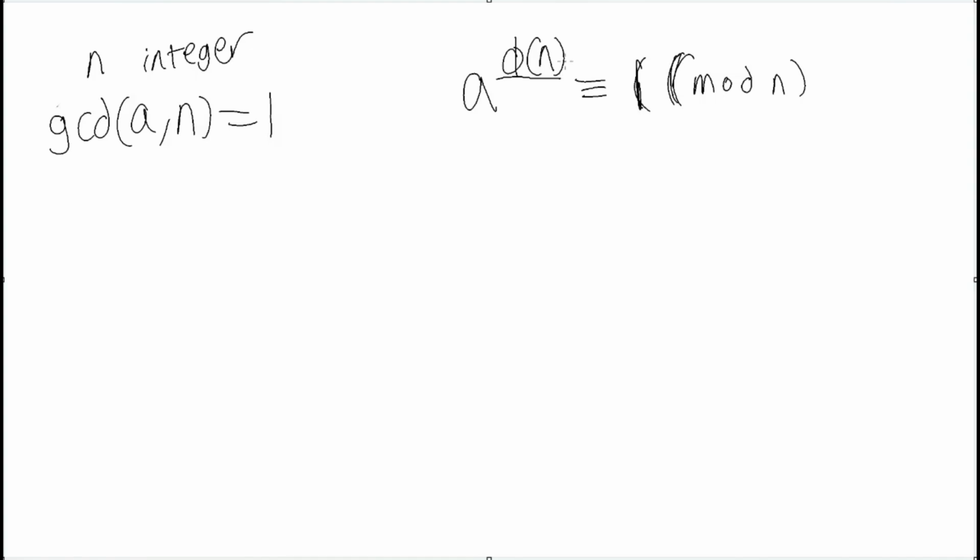So a natural question arises: what is the smallest value of k for which this equation is true? In other words, what is the smallest value of k where multiplying by a over and over again will get us back to where we started?